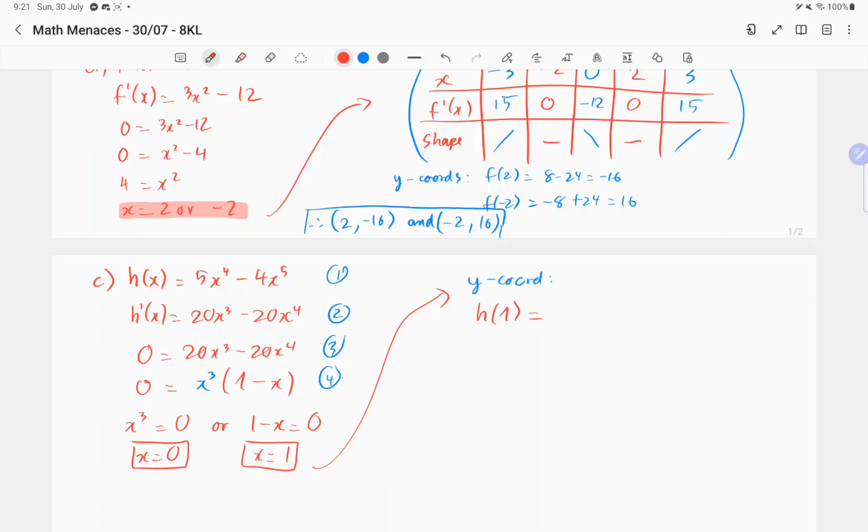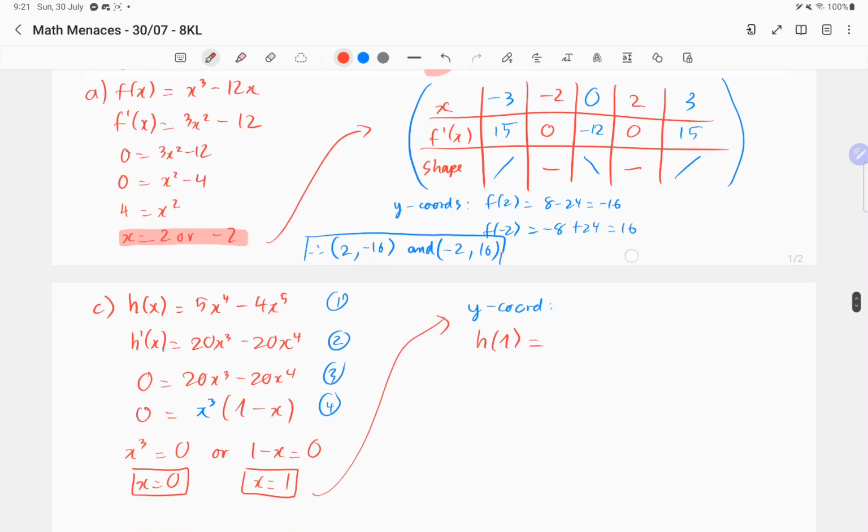Make sure you use the right notation, yeah? Question C is h of x, so don't use f of x, it should be h of x. I don't like h of x. You'll see some weird notation later.